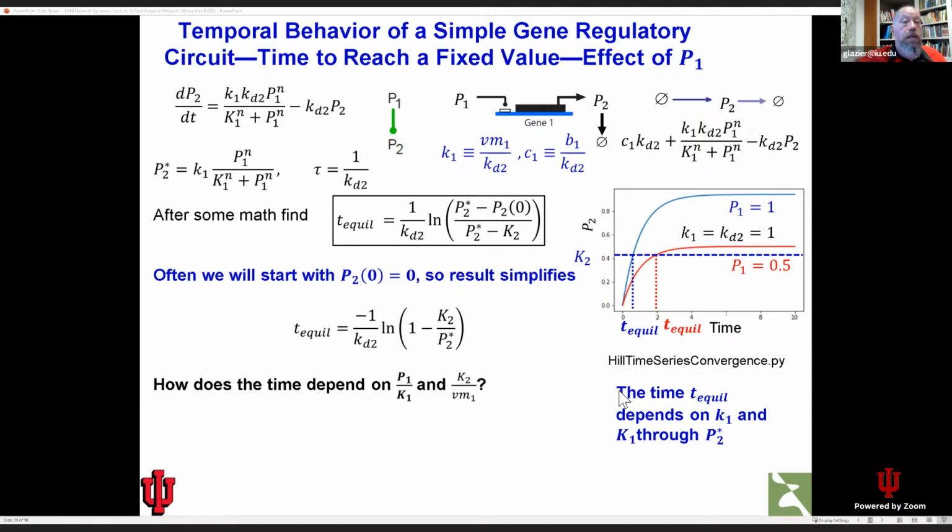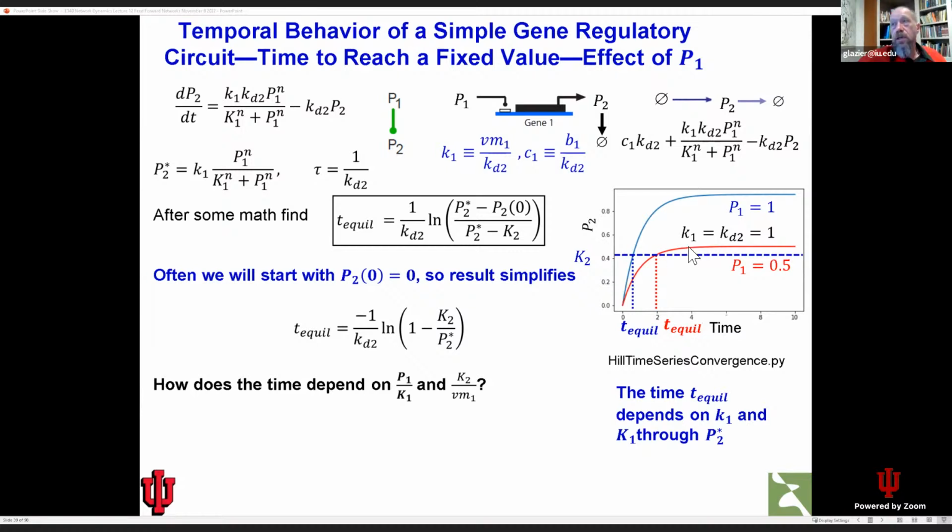And in the slide deck, I go through all of that algebra. And I'm not going to drag you through the algebra today. But if you ask the question here, I start out with P2 at 0. I turn on P1. P2 begins to come up. I know its equilibrated value. I know its steady state value. That's given by that Hill form.